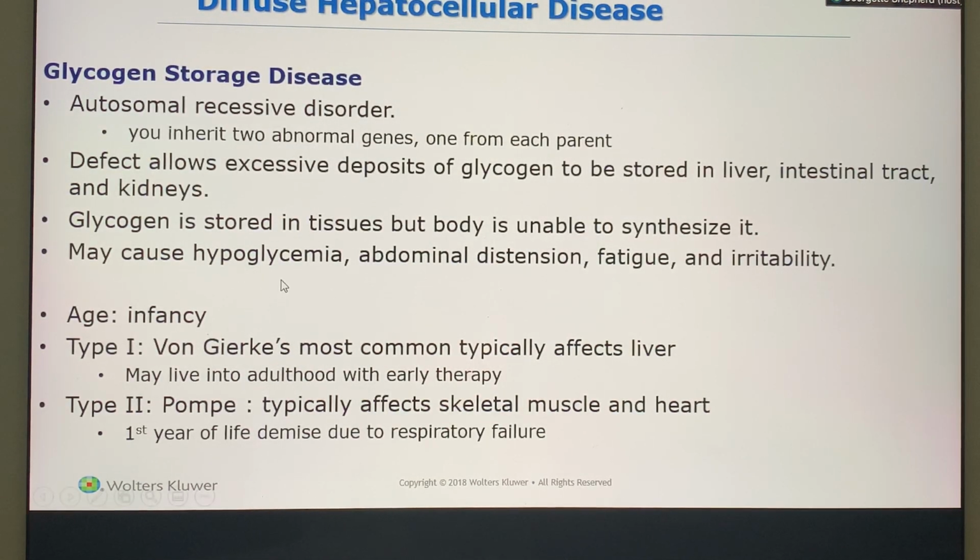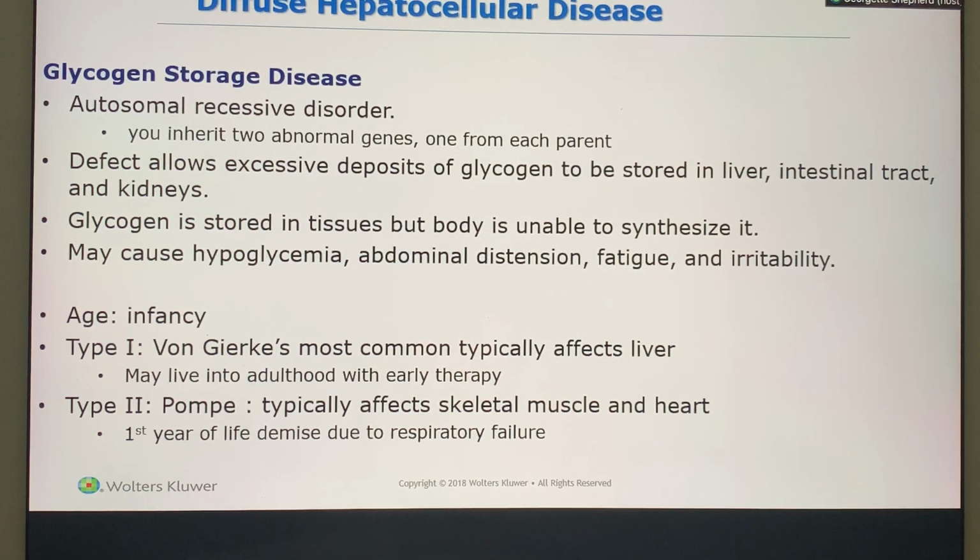Type 1 is an autosomal recessive disorder, glycogen storage disease, and von Gierke's is the most common. It is a genetic disease, and as long as they go through early treatment, they can live until adulthood. Type 2 is Pompe, and those babies usually die within the first year of life.